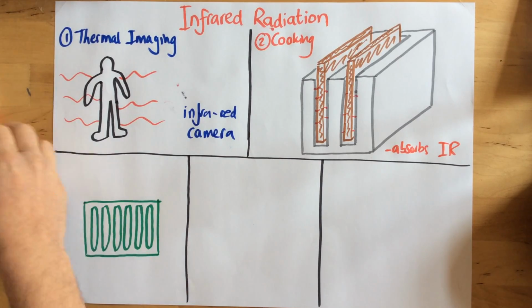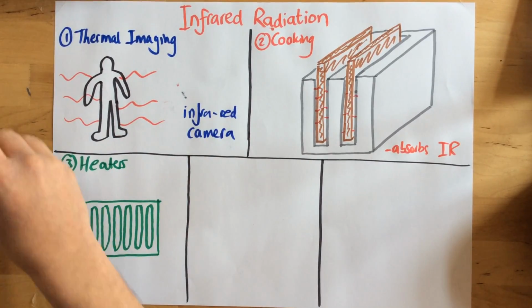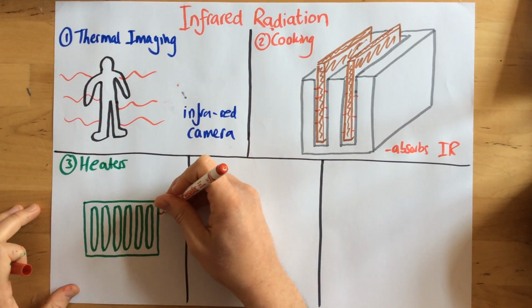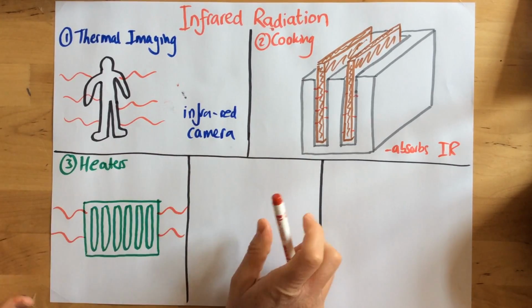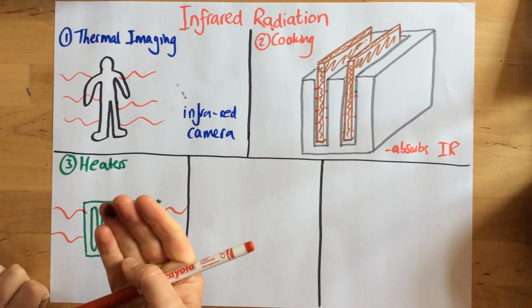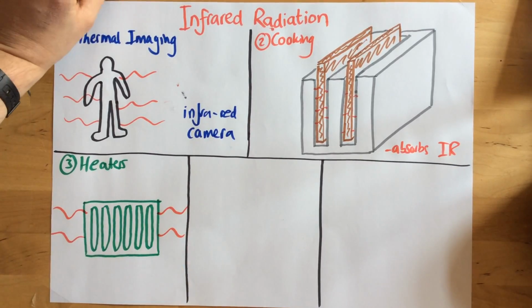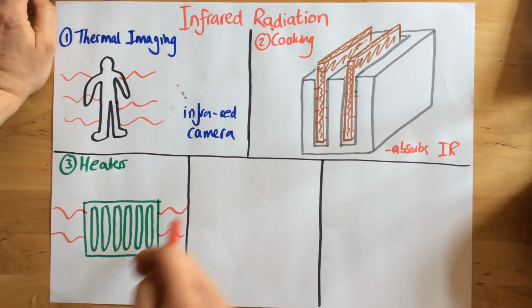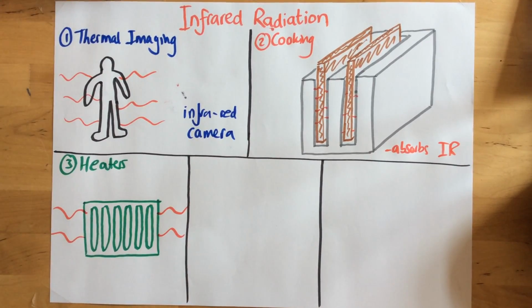Number three is heaters. So again, if you have a heater, it emits lots of infrared radiation that can then travel or transmit throughout the room. It basically transfers lots of energy to the thermal store of different objects, causing their temperature to increase. You do need to know though that if you have too much of this infrared radiation, it is absorbed by the skin and it can cause burns. So infrared radiation can be dangerous because it can cause burns.